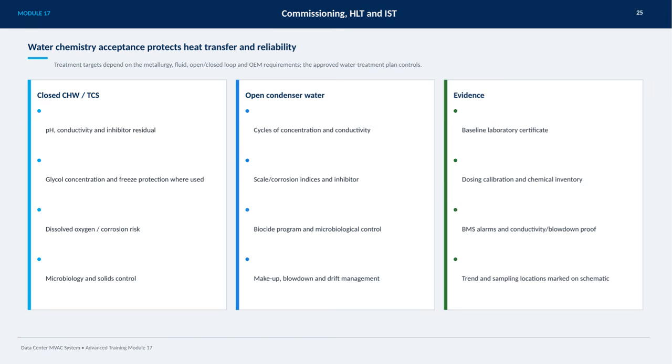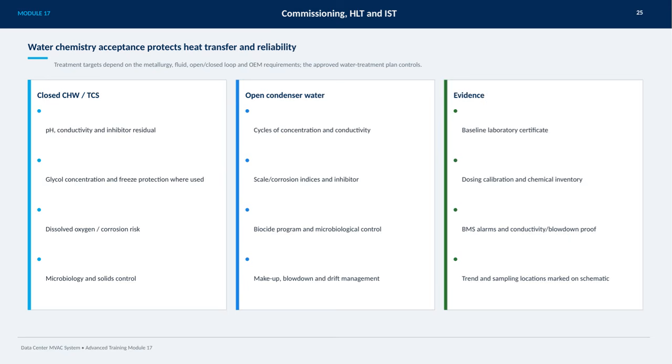In open condenser water systems, we pay close attention to cycles of concentration and conductivity to prevent scale and corrosion. Implementing an effective biocide program is vital for controlling microbiological activity. Proper management of makeup water, blowdown, and drift also plays a crucial role in maintaining system integrity.